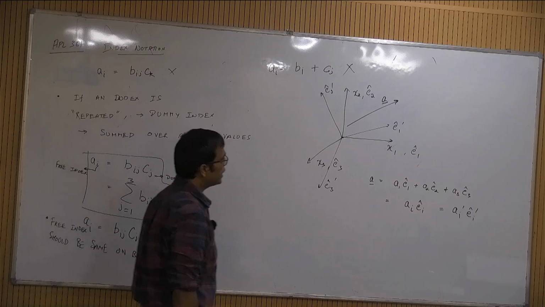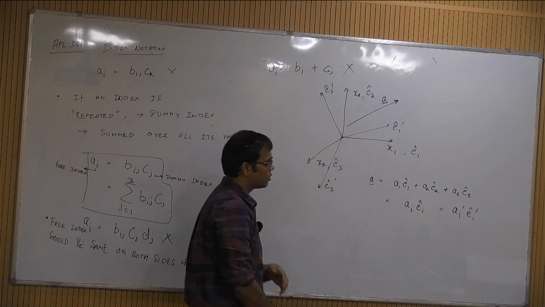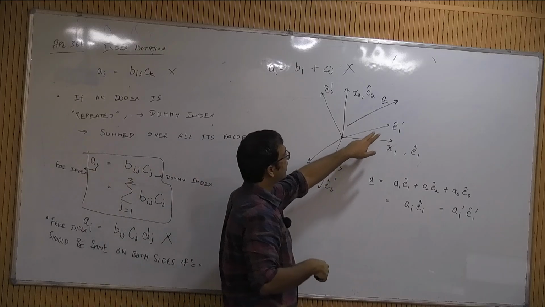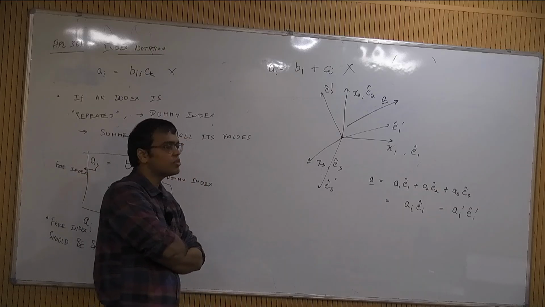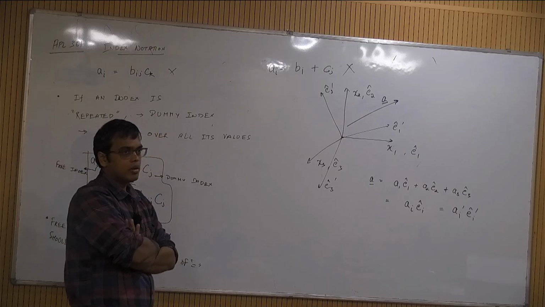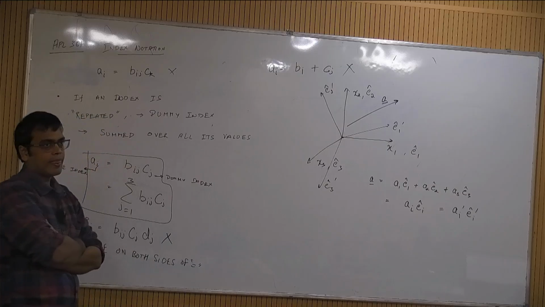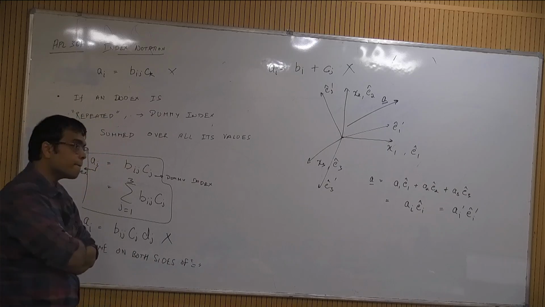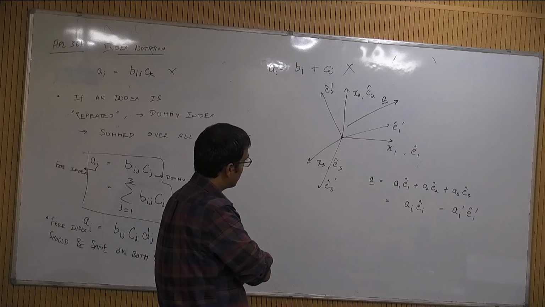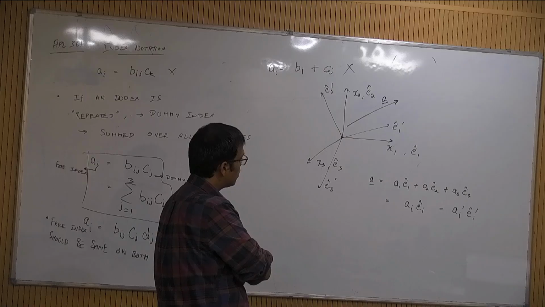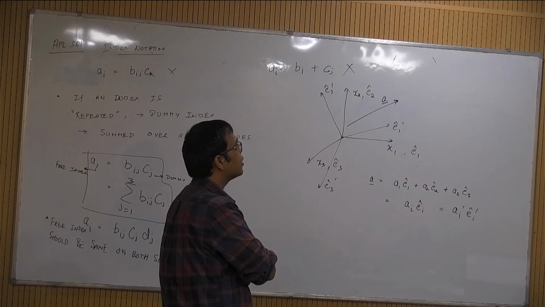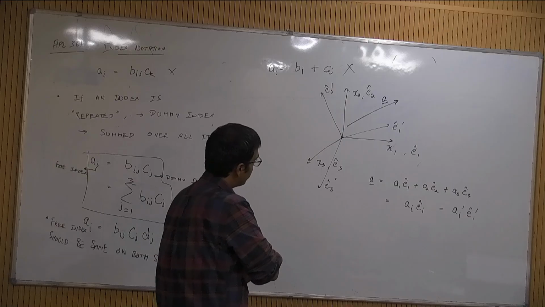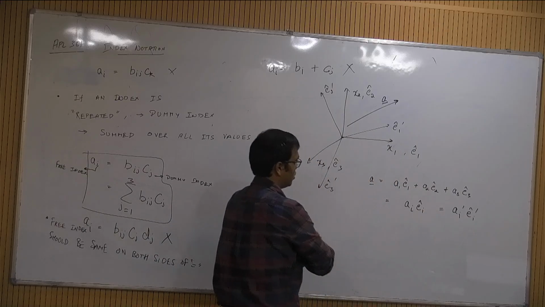Now, how do I find a i prime in terms of a i? I told you that e hat i primes are also orthogonal. So, what do I do to get a i prime in terms of a i's or a j's, whatever? What do we do here? We can write e hat i in terms of e hat i prime. How do we do that? From these two definitions, how do we proceed?